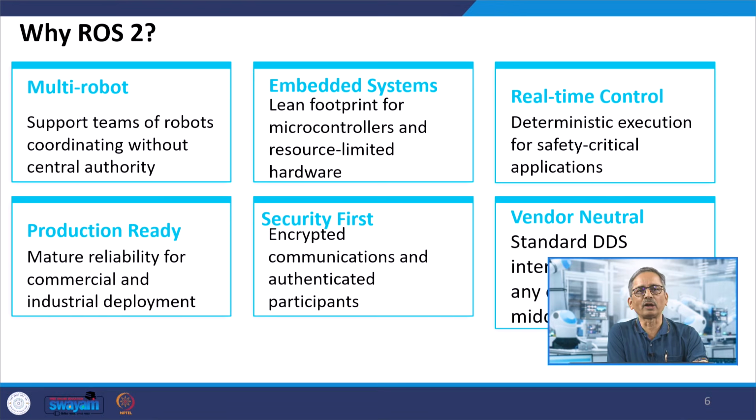So, why ROS 2, which is the latest version, why are we going to use that? There are some very good features in ROS 2. It is multi-robot, it supports teams of robots coordinating without any central authority. It has the feature of embedded systems. We can have real time control through this, and it is production ready. It takes care of security and it is vendor neutral.